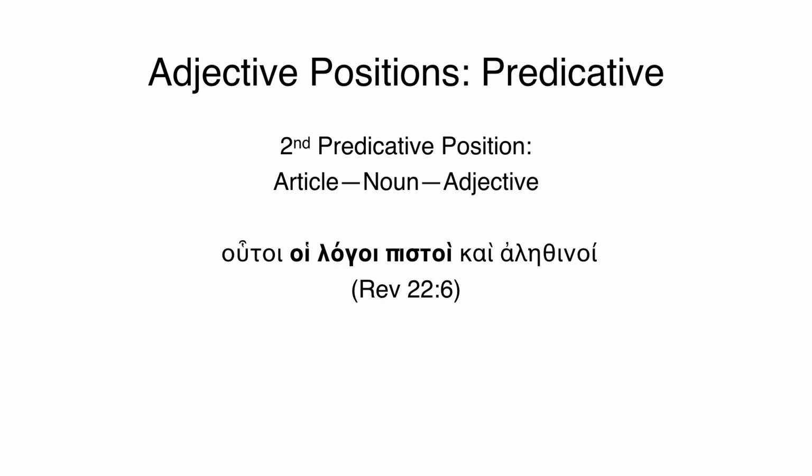It's essential that you learn these four positions, two attributive and two predicative, because without them you will make mistakes in your reading and translation, especially when it comes to the predicative position, where we need to supply the verb to be to make proper sense of what is happening with the adjective.